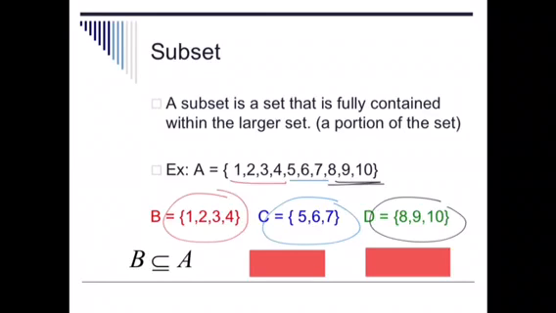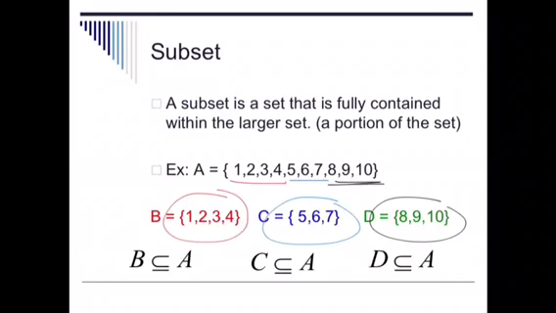Since B is specifically less than A, we don't need that line underneath. But a set can always be a subset of itself. So I could say that A is less than or equal to A if I wanted to change this. Looking at our other sets, we have C is a subset of A, and we also have that D is a subset of A. So they each have that inequality-like symbol.